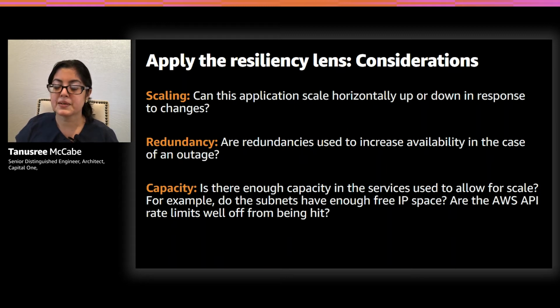Capacity is another important consideration. In order for our application to actually scale, we need to make sure that the subnets that are available for that application have enough free IP space. Similarly, if our application is using other AWS services, we need to make sure that the AWS API rate limits are not going to be hit and the capacity is available in those services for our application to use them. And of course, there's capacity of the servers themselves to support the application.